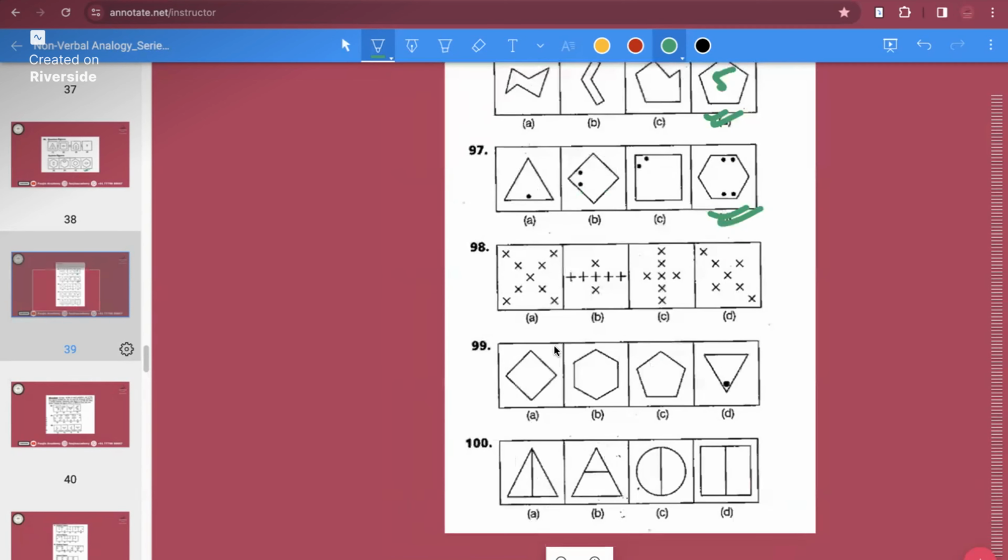98, guys. Let's count the number of plus first. 1, 2, 3, 4, 5, 6, 7, 8, 9. 1, 2, 3, 4, 5, 6, 7. 1, 2, 3, 4, 5, 6, 7. 1, 2, 3, 4, 5, 6, 7. What is the answer, guys? 4. Yes, sir. Cool.